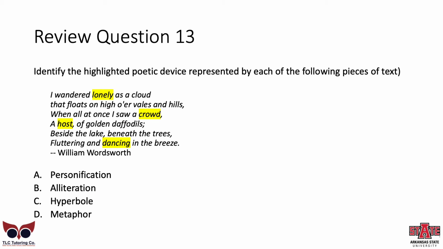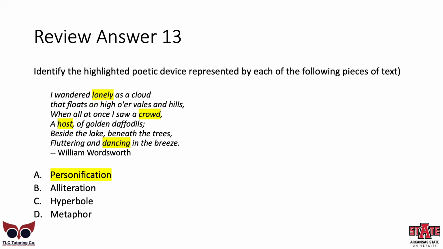Identify the poetic device highlighted in the text below. "I wandered lonely as a cloud that floats on high o'er vales and hills, when all at once I saw a crowd, a host of golden daffodils, beside the lake beneath the trees, fluttering and dancing in the breeze." Is this an example of personification, alliteration, hyperbole, or metaphor?